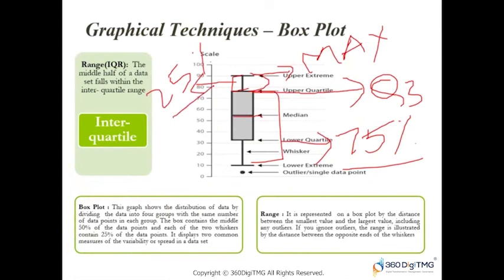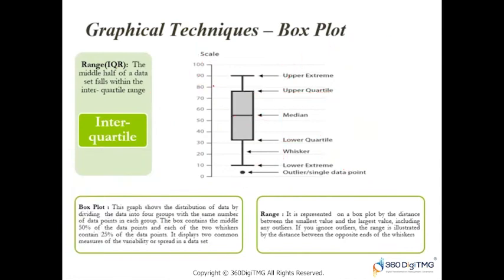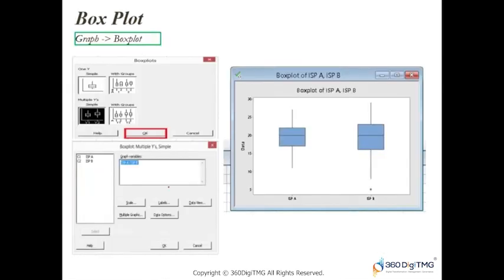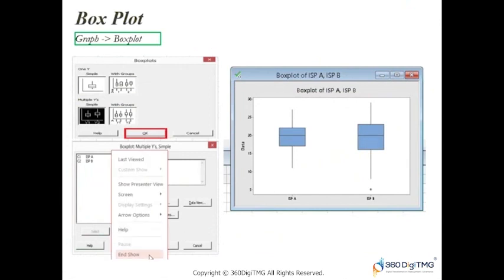So 100% of the data can be represented diagrammatically using something called a box plot. And if you have these kind of dots or star marks somewhere outside the box plot, those are called outliers. Okay. So this is how you navigate the Minitab to arrive at the box plot.